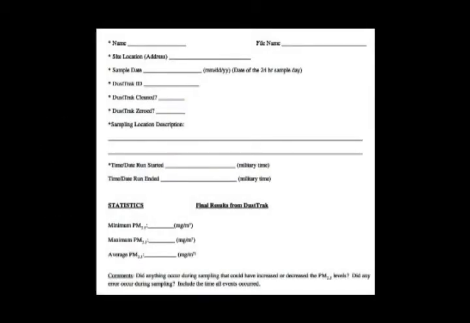A hard copy data sheet should be filled out for each sample event. Make sure that the data sheet is thoroughly completed after a sampling event is done. Double check that the sheet is dated and that all blanks are filled in.